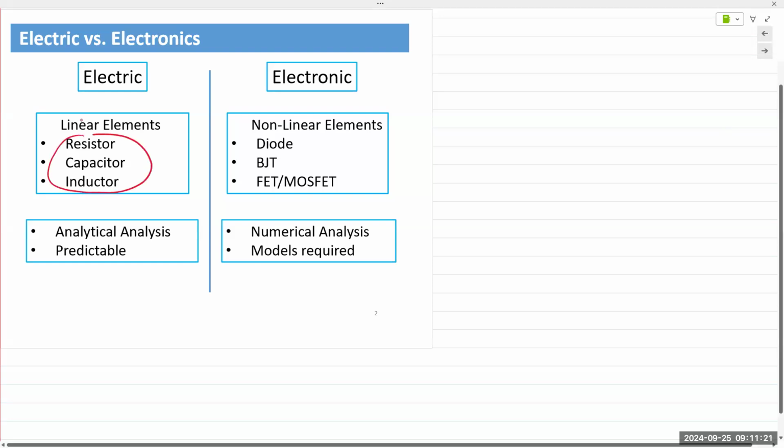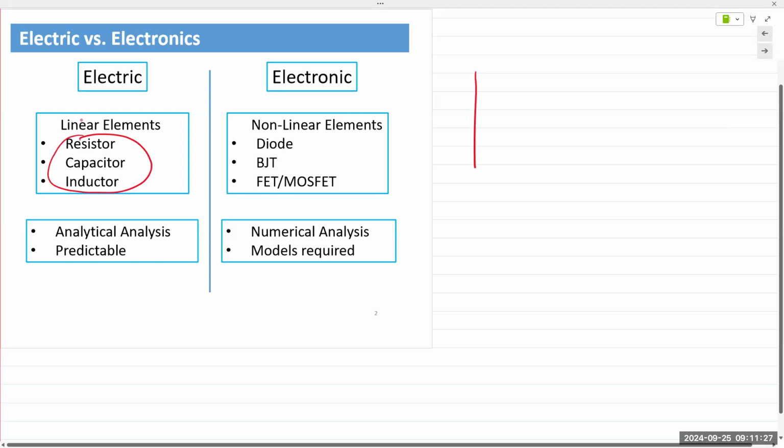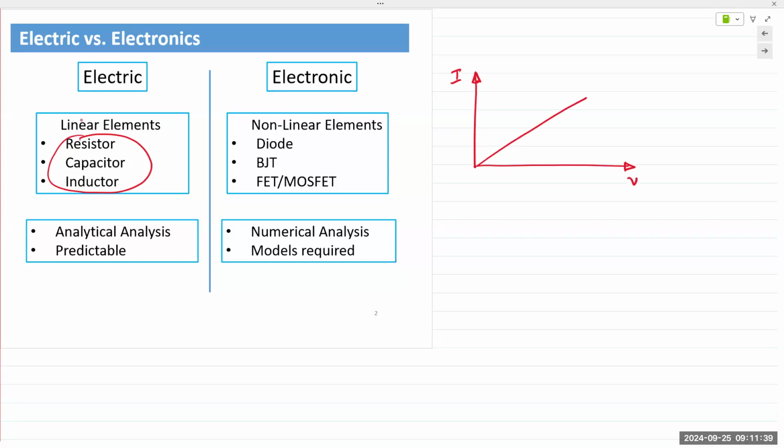Resistors, capacitors, and inductors are referred to as linear elements because the relationship of the voltage and the current is linear. So for a resistor, for example, you increase the voltage, current increases, and vice versa. You decrease the voltage, current decreases. Voltage and current have a linear relationship.